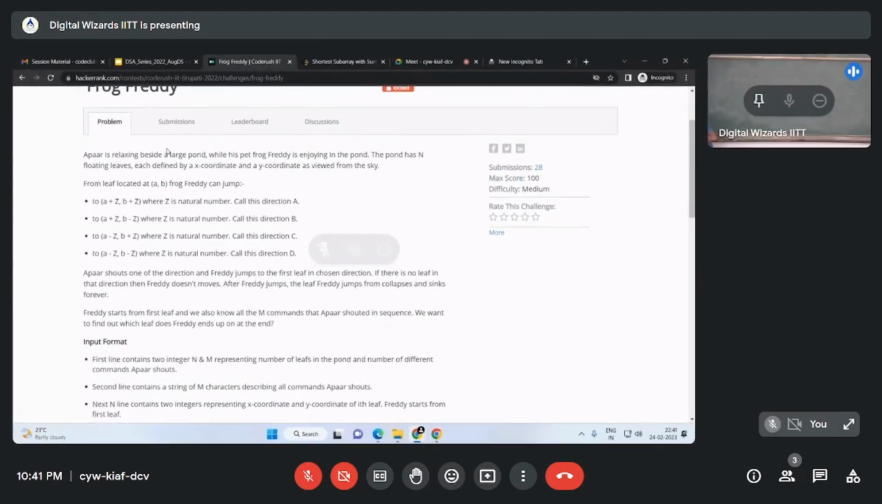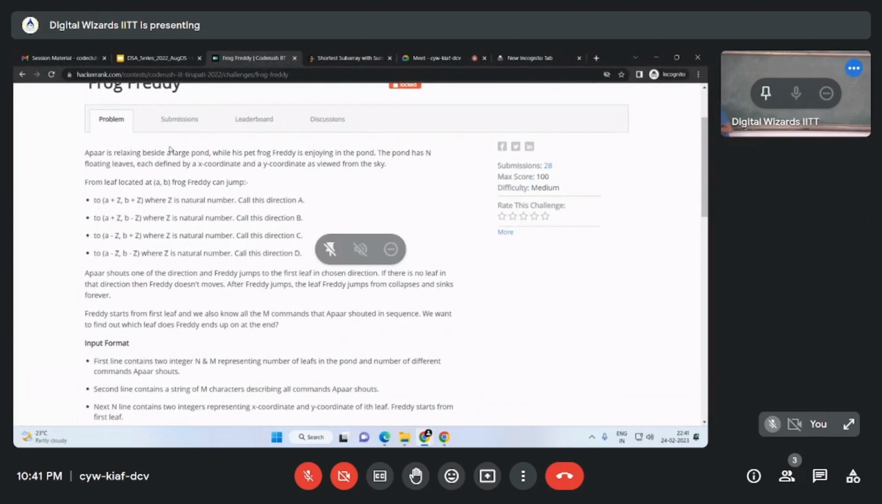It says Upper is relaxing beside a large pond where his pet frog Freddy is enjoying in the pond. The pond has n floating leaves, each defined by an x coordinate and a y coordinate as viewed from the sky. So just take 2 minutes to go through the question once, after which I can discuss.